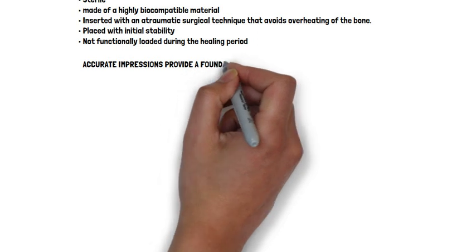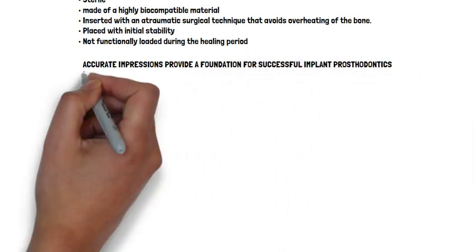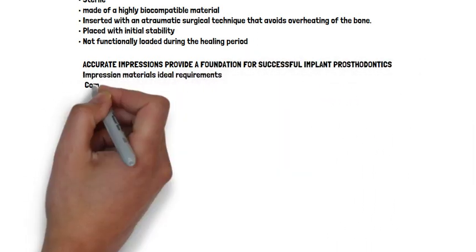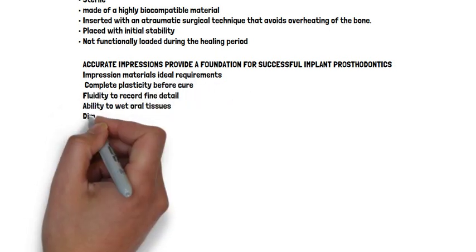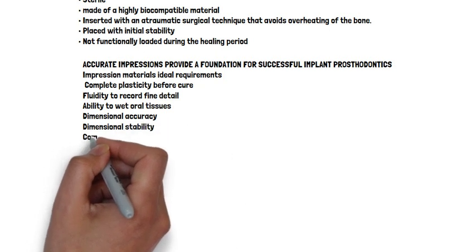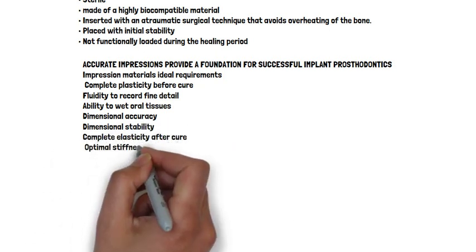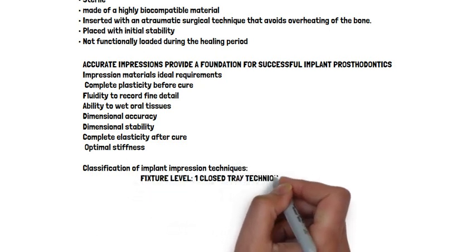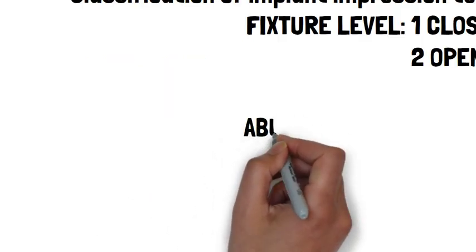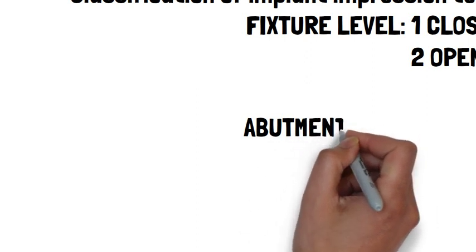Impression materials. Ideal requirements: complete plasticity before cure. Fluidity to record fine detail. Ability to wet oral tissues. Dimensional accuracy. Dimensional stability. Complete elasticity after cure. Optimal stiffness. Classification of implant impression techniques. Fixture level: 1. Closed tray technique. 2. Open tray technique. Abutment level.